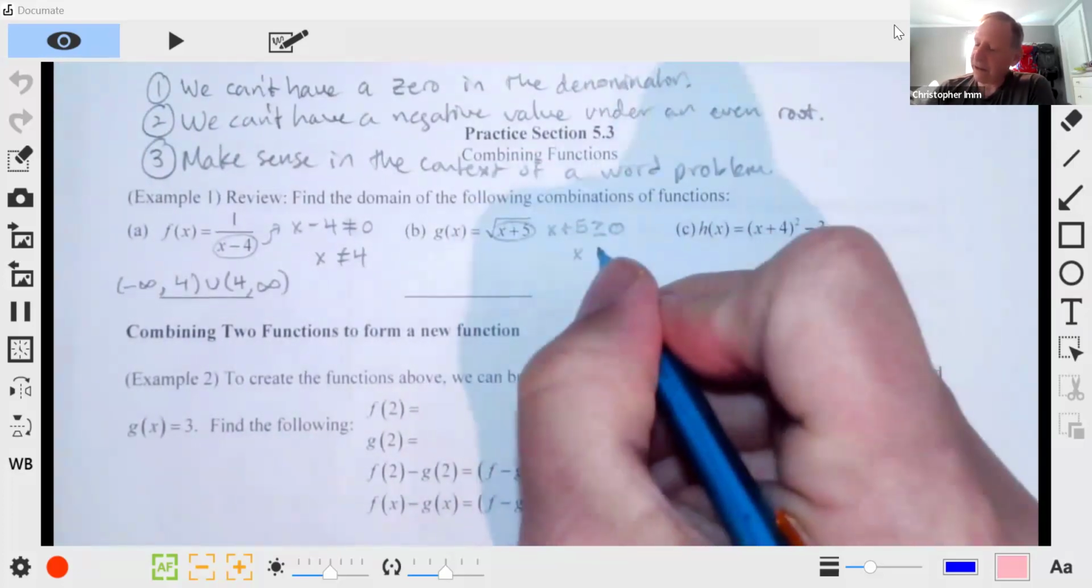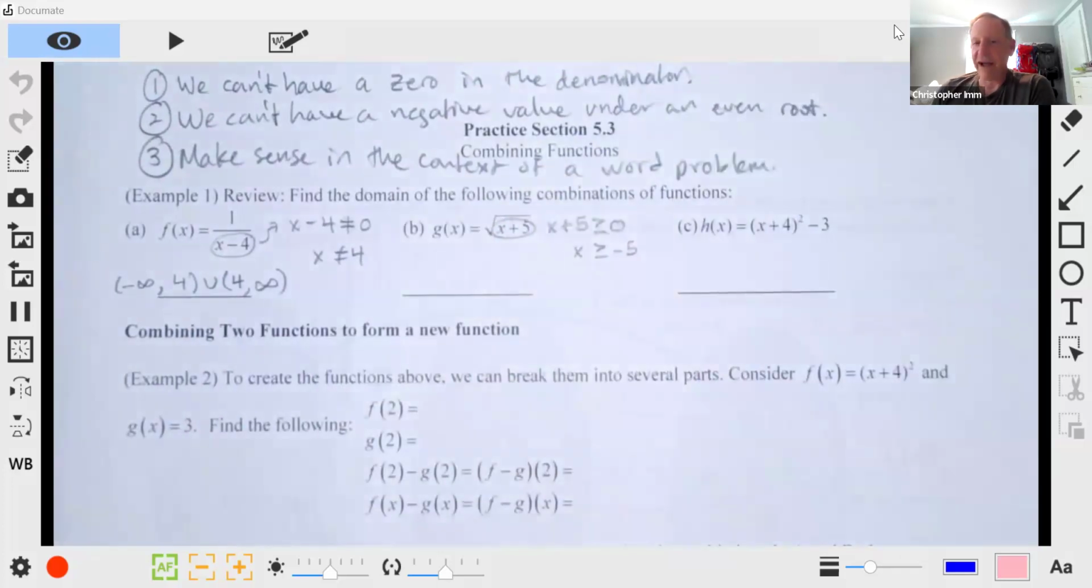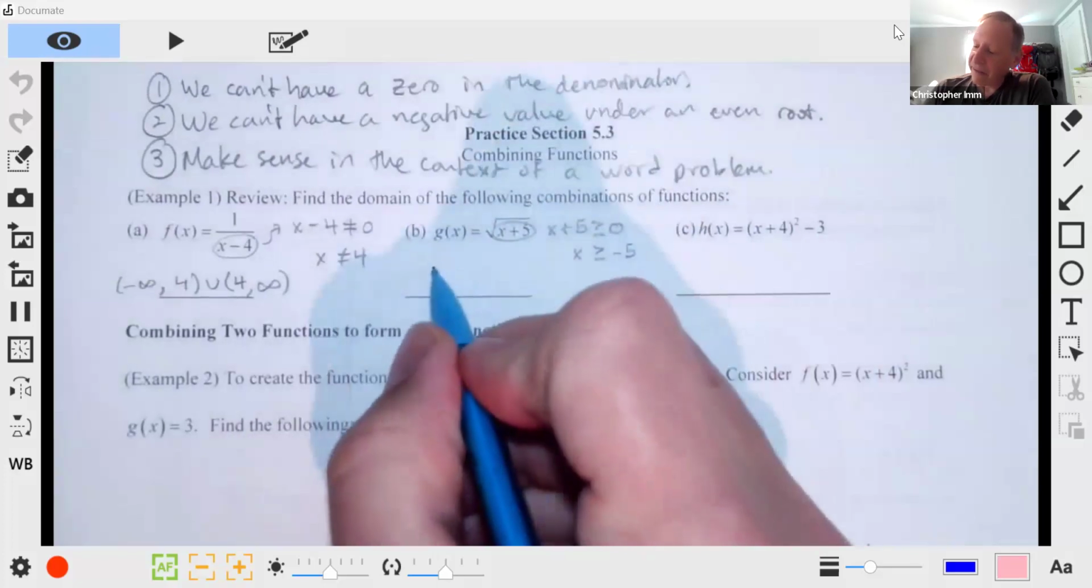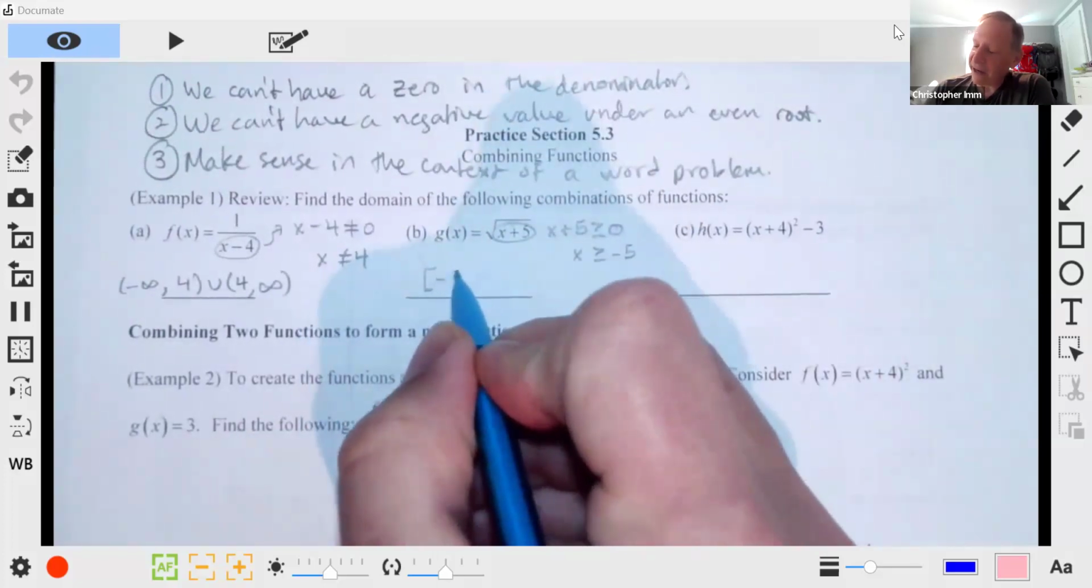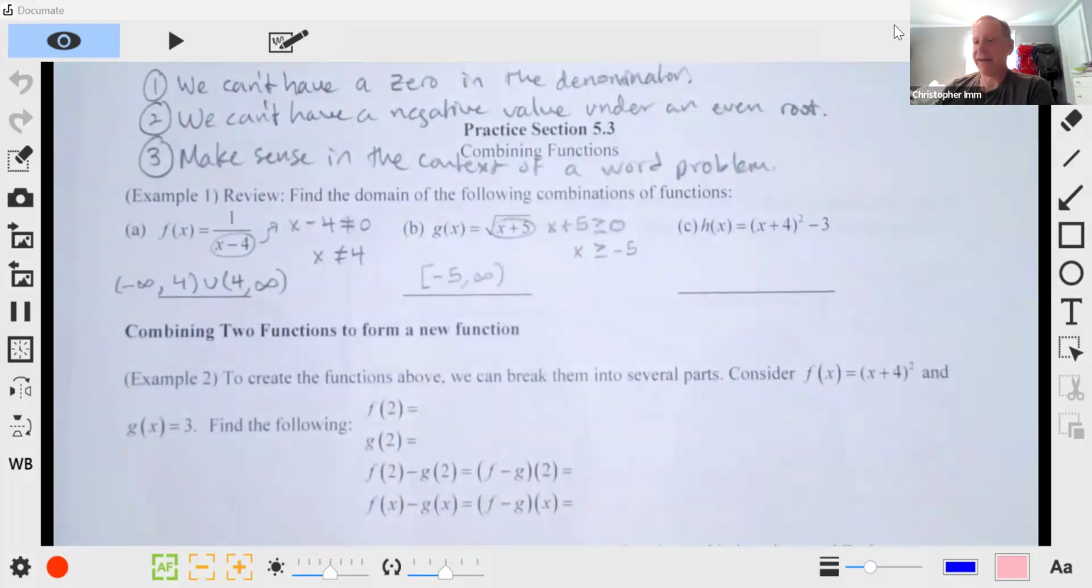If I solve this inequality, I subtract 5 from both sides. So I have x is greater than or equal to -5. So my domain is going to be -5 to infinity. So anything greater than or equal to -5, I can include that. That's in my domain. Anything less than that is going to make this an imaginary number.